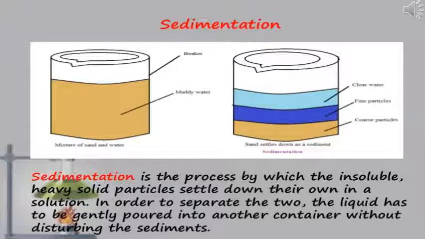Now, once we observe the vessel, what do we find? We find that the heavy particles have settled at the bottom, whereas in the middle we can still see some muddy water, and at the top layer of the water we can see some clear water. So sedimentation means the insoluble particles settle down on their own, because of gravity pull, at the bottom of the vessel. So this is called sedimentation.